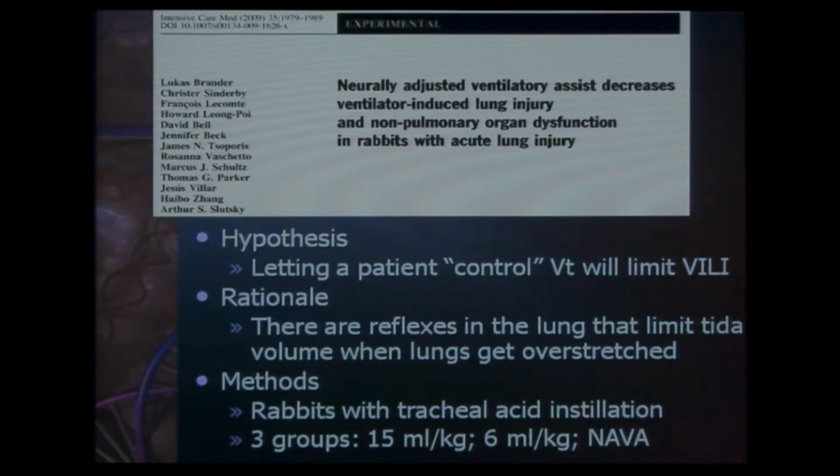And I think there's a pretty interesting rationale for this study. You've heard about some of the reflexes, the vagal reflexes. There are a number of reflexes in the lung. There are rapidly adapting receptors, slowly adapting receptors, C receptors, a lot of receptors in the lung that change and limit the pattern of breathing and limit tidal volume.